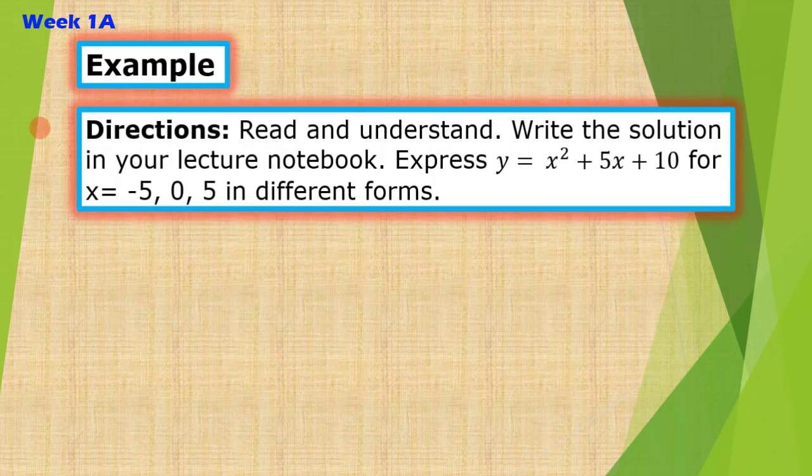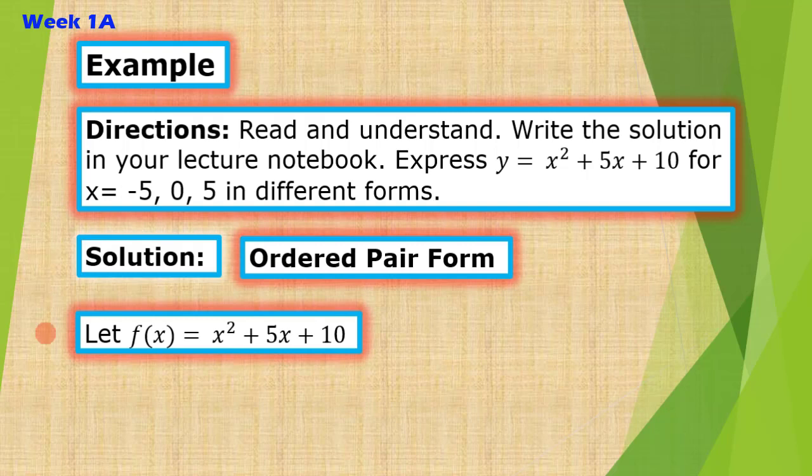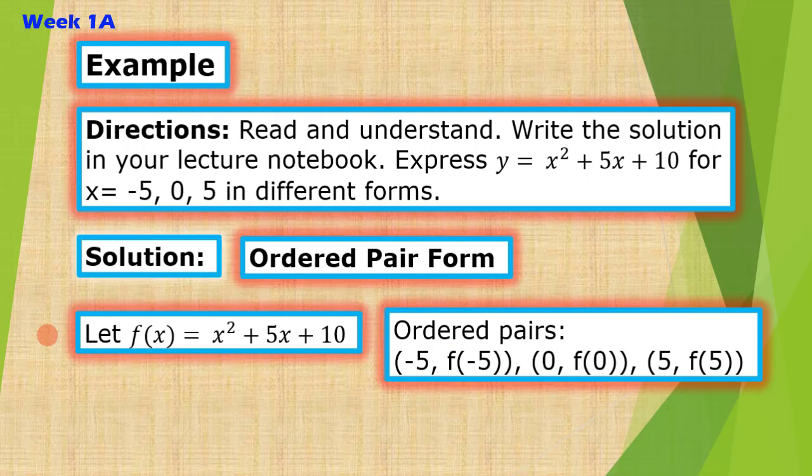For example, we have the directions: read and understand, write the solution in your lecture notebook, express y equals x squared plus 5x plus 10 for the values of x equals -5, 0, and 5 in different forms. Ordered pair form, we have the same function f of x equals x squared plus 5x plus 10. Then we have the ordered pairs -5 and f of -5, 0, f of 0, 5, f of 5.